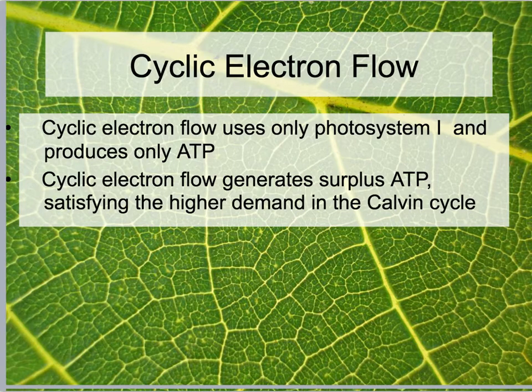So that's the non-cyclic. The cyclic electron flow is only going to use photosystem 1 and will only make ATP. The reason why this is necessary is that the Calvin cycle is an extremely hungry reaction that requires a lot of ATP in order to work. And so in order to satisfy that ATP, we also at times will do the cyclic electron flow.